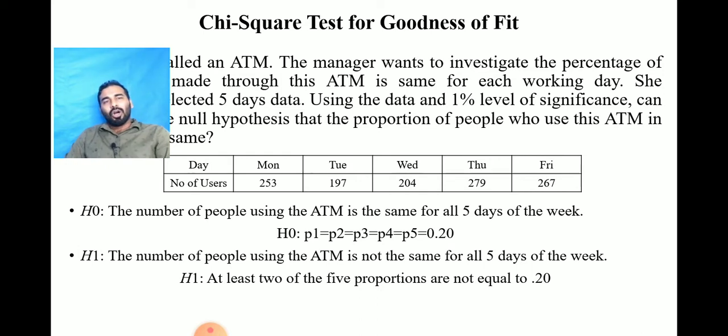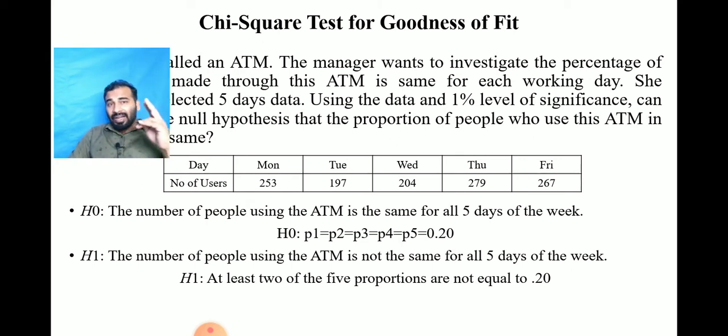Okay, so how can we specify our null hypothesis? H0: P1 = P2 = P3 = P4 = P5 = 0.20. What does this 0.20 mean?